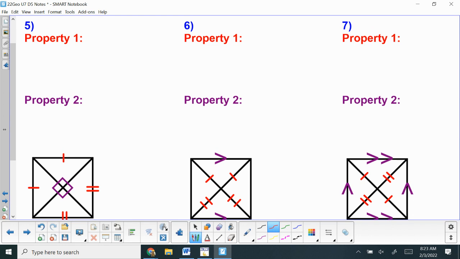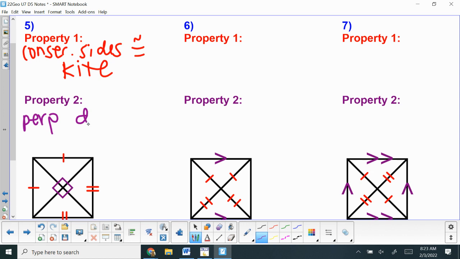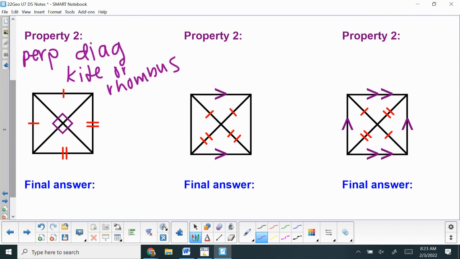So property 1 is consecutive sides congruent, and that's a property from a kite. Property 2 is you have perpendicular diagonals, and that could be a kite or a rhombus. But our final answer is a kite because in order to be a rhombus, we would also need to have all sides congruent.